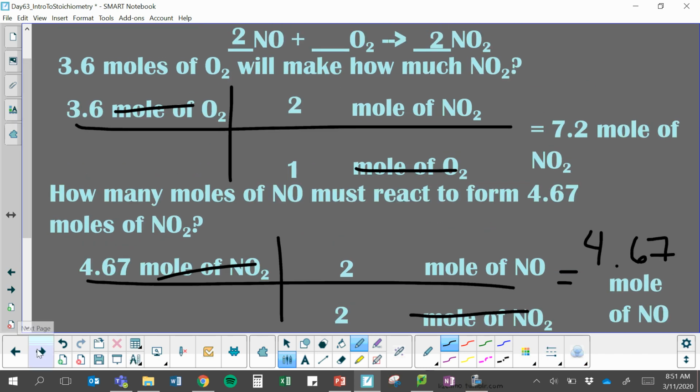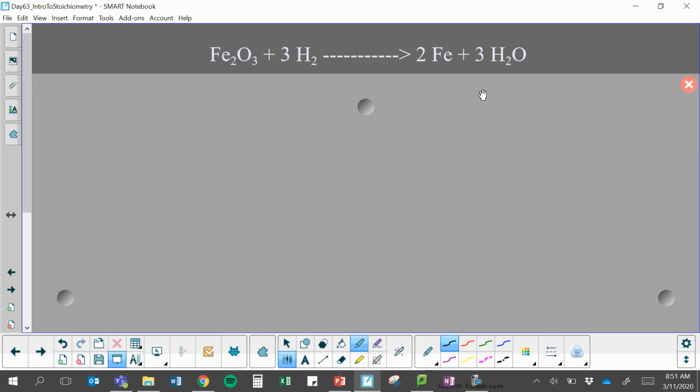Okay, so we're going to go through and practice several more of these. I encourage you to pause the video after I've given you the questions so that you can practice it and then check your answer. So here's one, and I've balanced this equation for you so you know that 1 mole of iron 3 oxide plus 3 moles of hydrogen are going to yield 2 moles of iron and 3 moles of water.